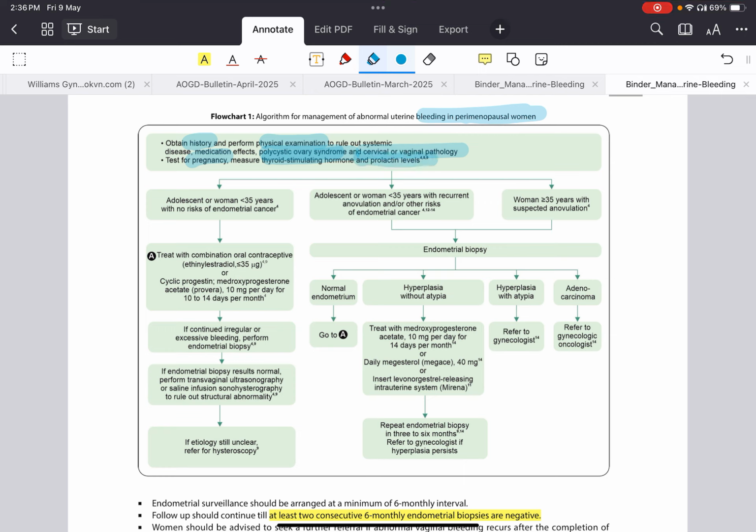Done. Now, if she's an adolescent or less than 35 years of age with no risk of endometrial cancer, then you'll give oral contraceptive pills, that is 35 micrograms, which I already told. Or you can go for cyclical progesterones like medroxyprogesterone 10 milligram per day for 10 to 14 days per month. Even after giving this, if there is heavy excess bleeding, then you'll do endometrial biopsy.